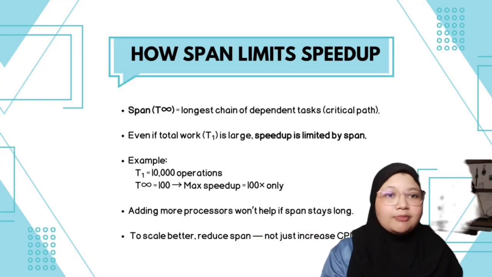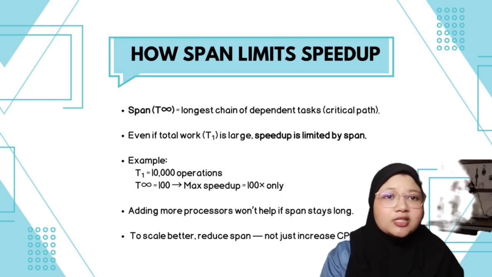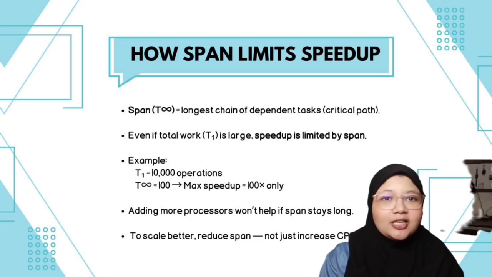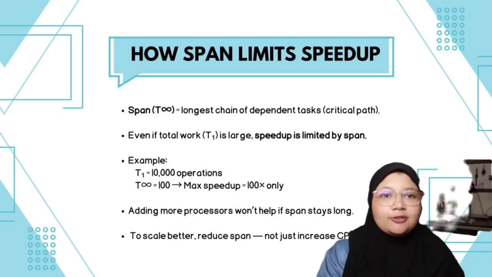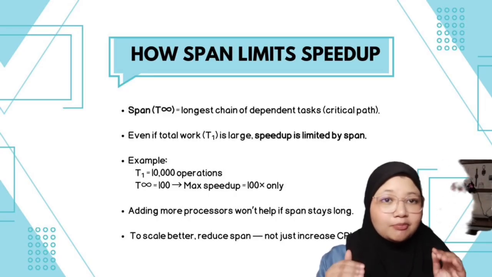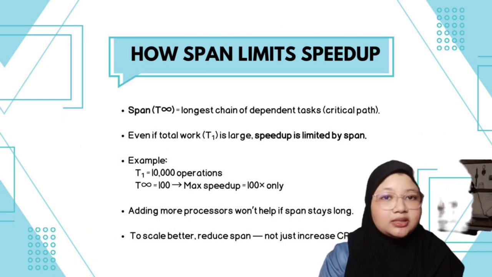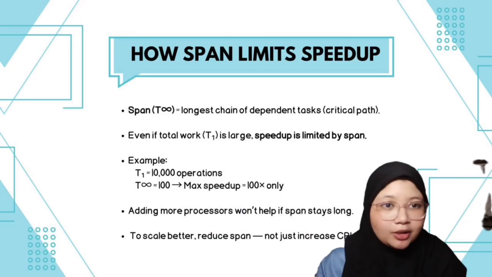For example, imagine we have 10,000 total operations. That's a lot of work. But if the span is 100 steps, then the possible speedup we can achieve is only 100 times faster, no matter how many processors we use. Even if we had 1,000 processors or even more, the system would still be limited by those 100 steps that must happen in sequence. So the main point is span becomes the bottleneck. It is the part that slows us down and stops us from getting more speedup, even with more hardware.